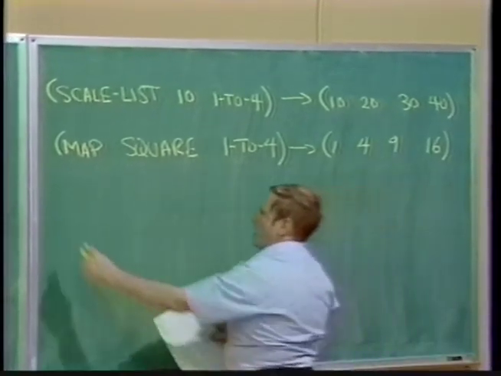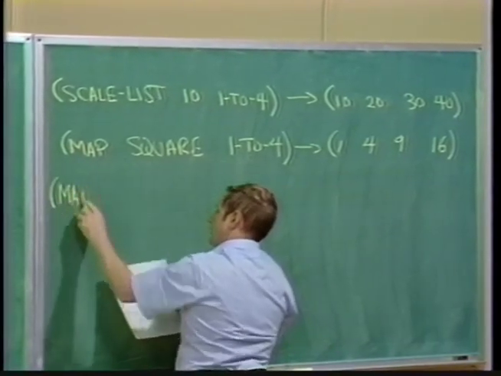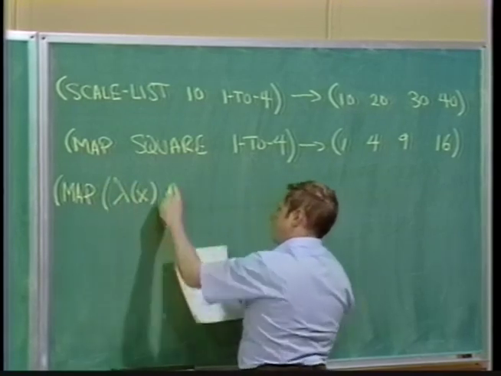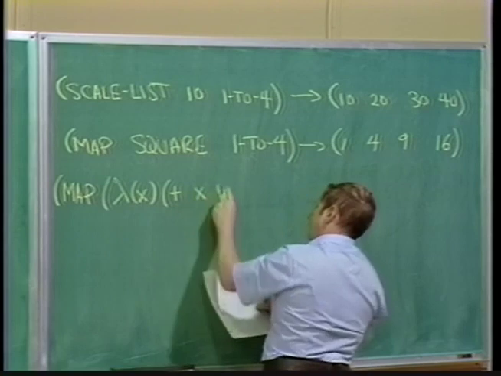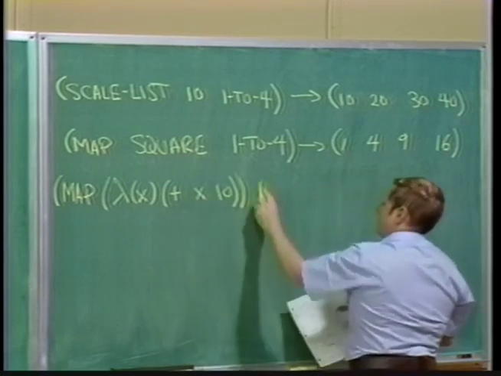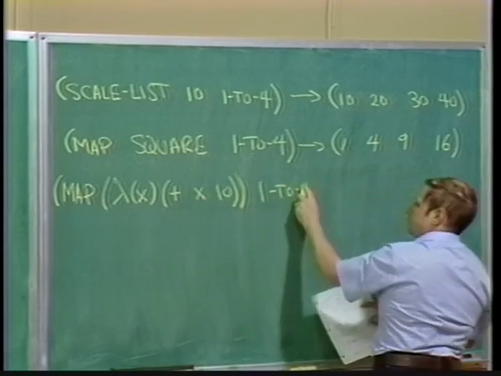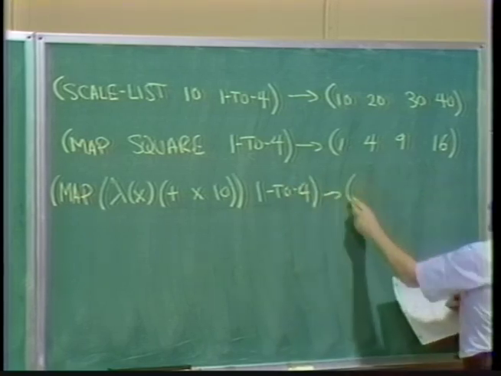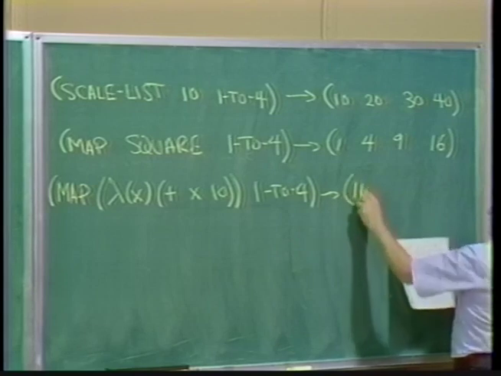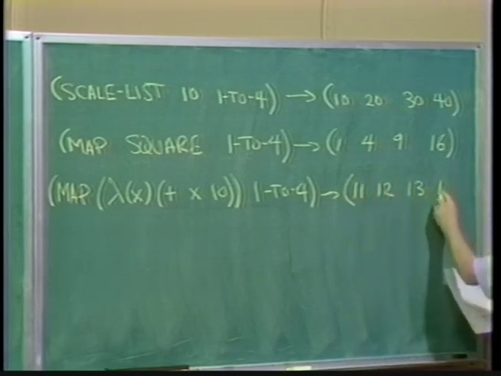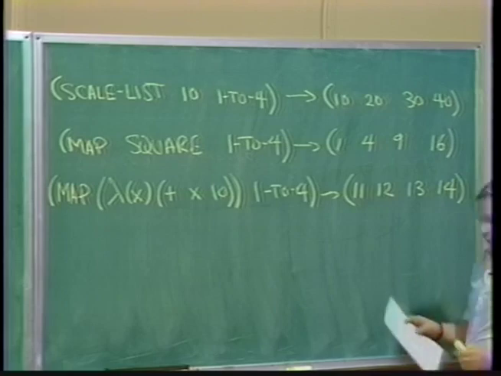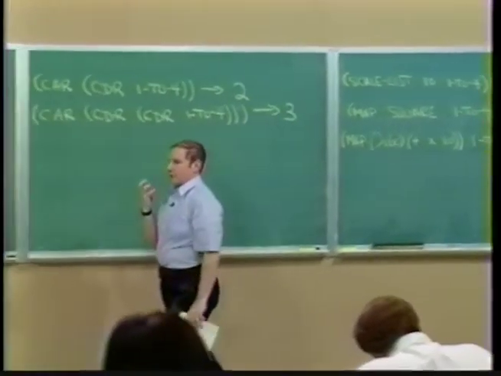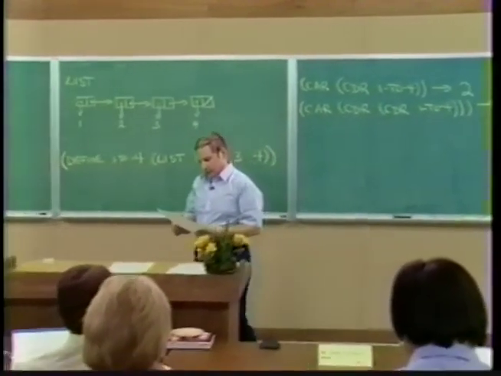Right, or if I said map down this list lambda of x, plus x 10, if I mapped that down 1 to 4, right, I'd get the list where everything had 10 added to it. Right, so I'd get 11, 12, 13, 14. And you can see that's going to be a very, very common idea, doing something to every element in the list.